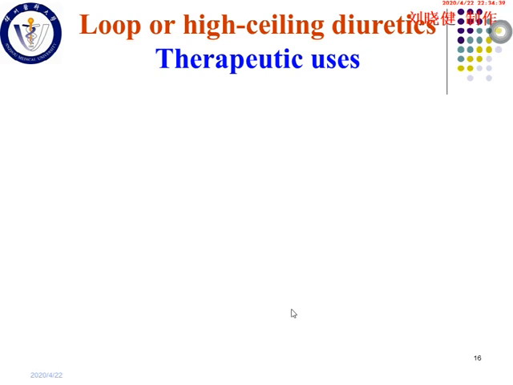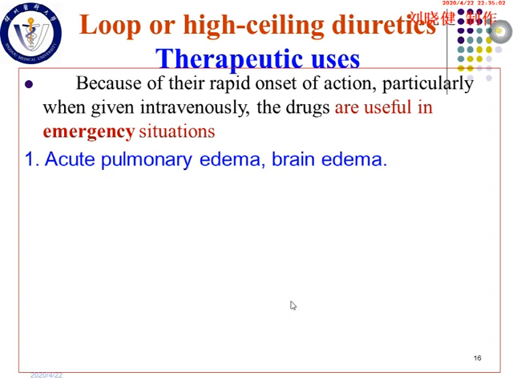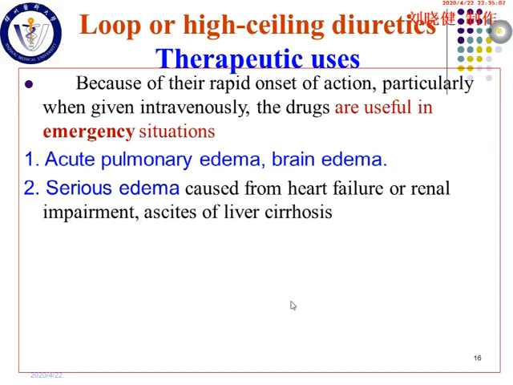Based on the diuretic effect and effects on hemodynamics of loop diuretics, and especially because of their rapid onset of diuretic effects, particularly when given intravenously, these drugs are very useful in emergency situations, like acute pulmonary edema, brain edema, serious edema caused by heart failure or renal impairment, ascites of liver cirrhosis. These edemas, either acute or serious conditions, all require immediate onset of diuretic effects. So in these conditions we usually choose high-ceiling diuretics first.